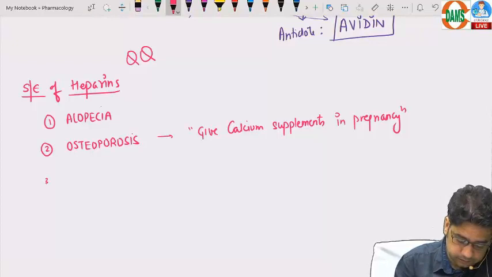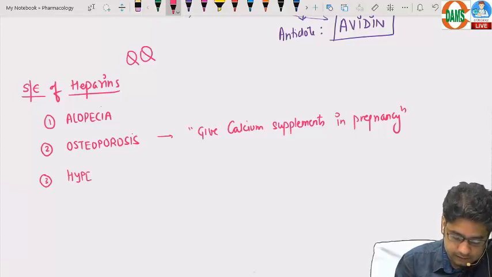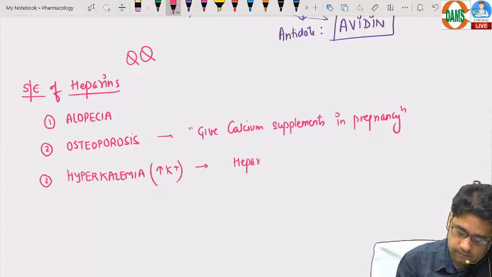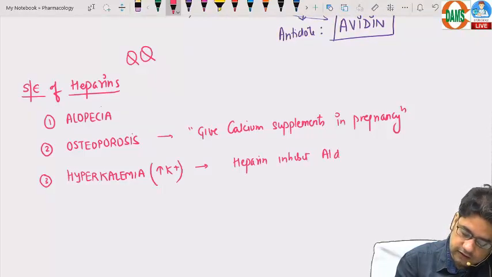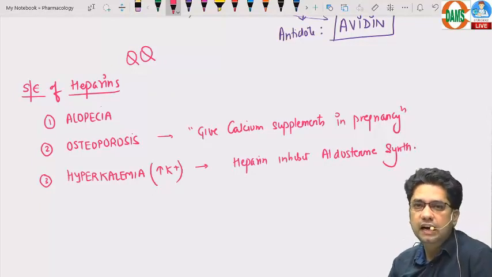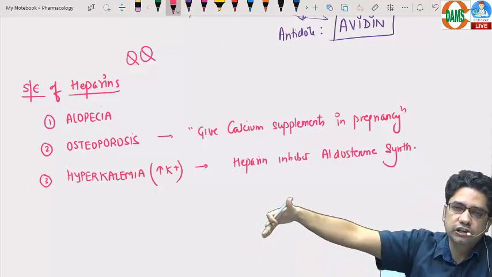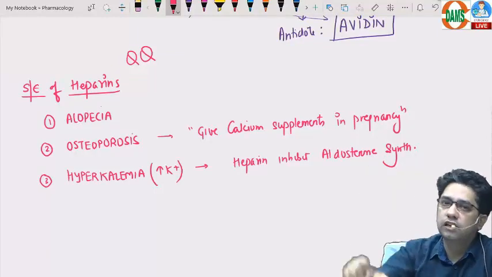Third point, you will write heparin causes hyperkalemia. It increases potassium level. This question has been asked many times. The reason is heparin inhibits aldosterone synthesis. Heparin inhibits aldosterone synthesis, and you know, if you inhibit aldosterone, sodium will be excreted out in urine, potassium will be preserved in blood.